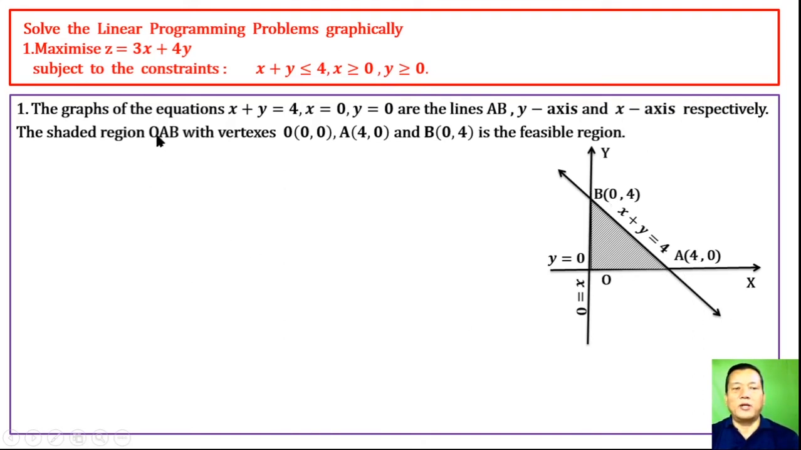The shaded region OAB with vertices origin (0, 0), A (4, 0), and B (0, 4) is the feasible region. The feasible region is the feasible solution.